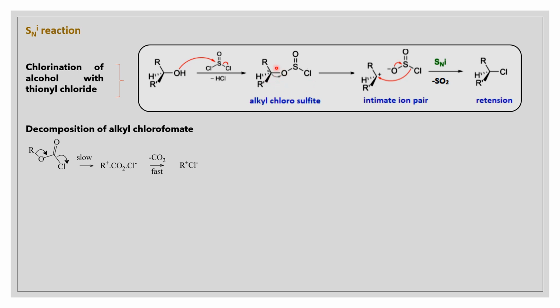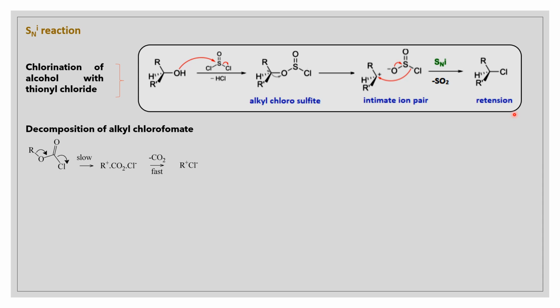This will then undergo bond cleavage. That is, this bond will cleave to form a carbocation plus a negatively charged anion, known as the intimate ion pair, because you have a combination of both positive and negative ions. This will then further eliminate a sulfur dioxide molecule to form the chloroalkane. This is a general case, so we can say that it is a chloroalkane. And here you can see that there is always a retention of configuration.